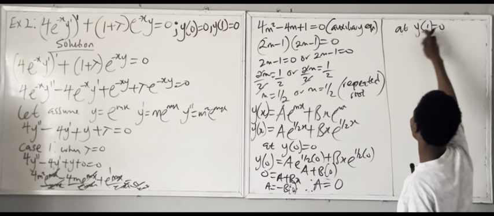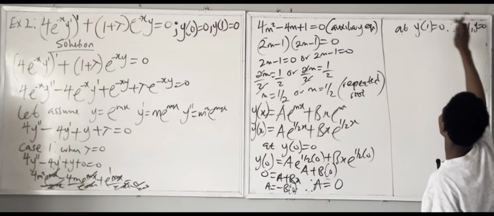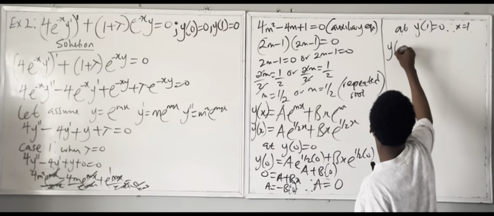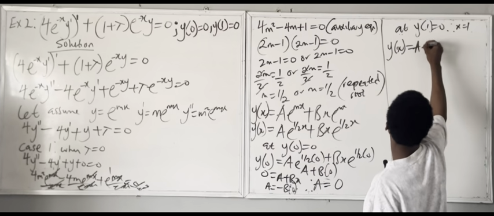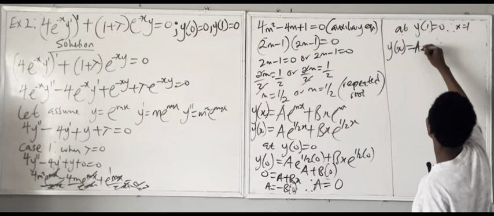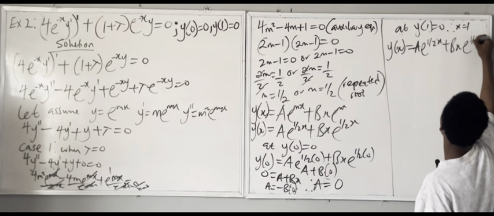So it means when x is equal to 1, y of 1 is equal to what? 0. That is x is equal to 1. Whatever I see, so y of x is equal to what? A exponential minus x, a exponential 1 over 2x plus b x exponential 1 over 2x.